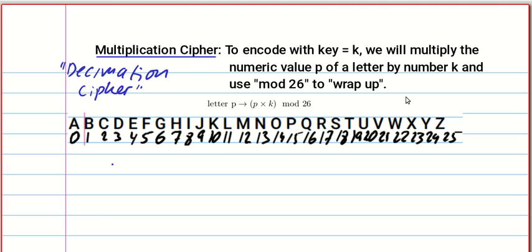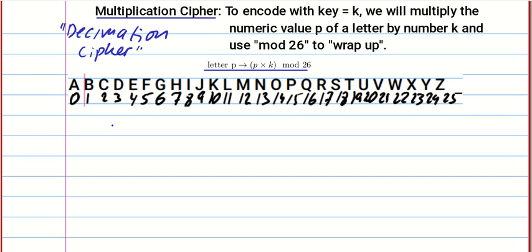And mathematically, that's what we're going to do. We take letter P, multiply by K, and do mod 26. That's relatively simple, very much the same as before, but instead of a sum, instead of a plus, we have a product here. So let's do an example to see how it works in practice. Again, it's not much different from the addition.